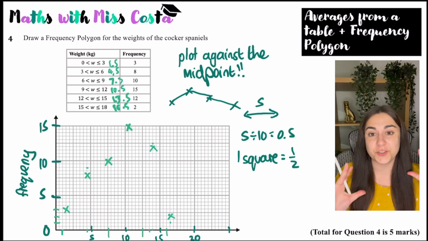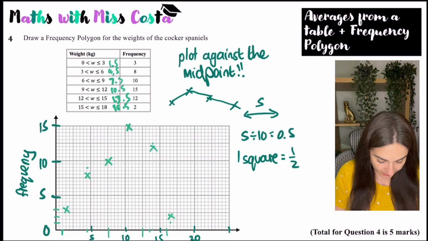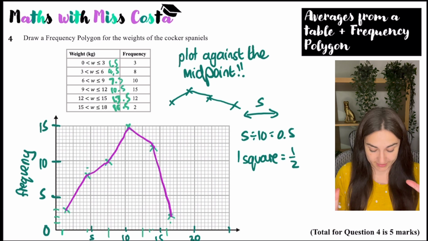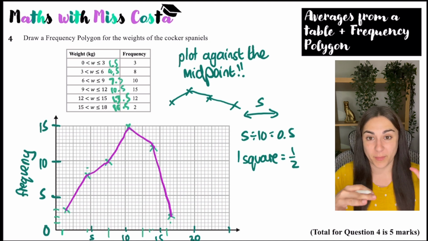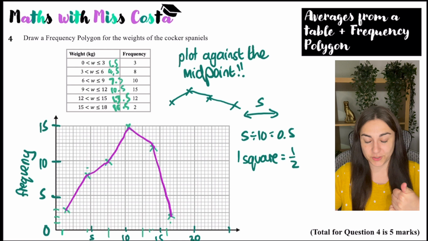Now I just join them together. I don't start from 0, I start from the first point. With a straight line, I join them boom, boom, boom, boom, boom, in the order that they go. So just be very careful, and if you think you're going to forget, then join them up as you plot them. But that's essentially how you do a frequency polygon. So always a straight line and always plot against the midpoint.